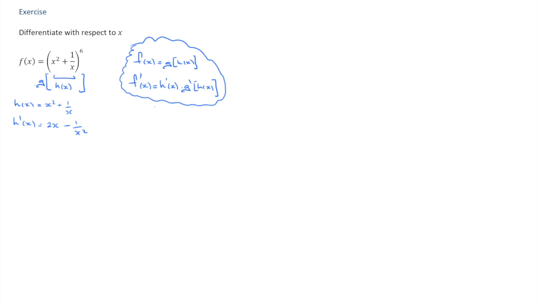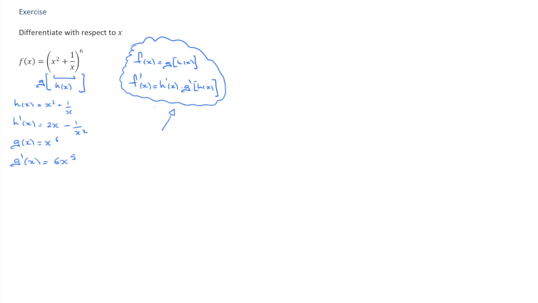Now, I'll quickly point out, if you don't know the derivative of 1 over x off by heart, I strongly suggest you learn it. It comes up all the time. So the derivative of 1 over x is negative 1 over x squared. There we go. Now, the outer function here, remember, is g of x equals x to the power of 6. So the derivative would be g dash of x, which equals 6x to the power of 5.